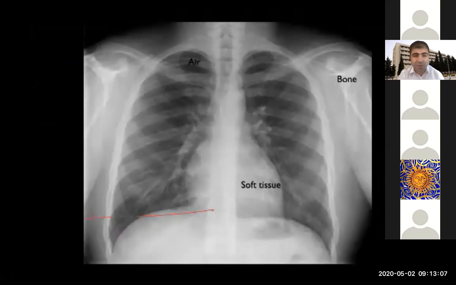So according to this X-ray, there will be air, which is black, in the apex of the chest X-ray, and bone, which is very white because the absorption of the X-ray by the tissue is too much, and soft tissue in between all of them. So it becomes gray.